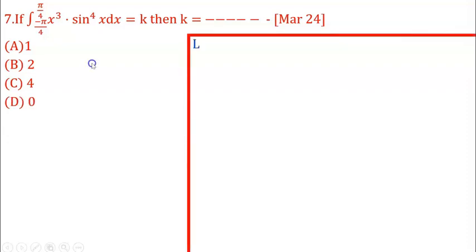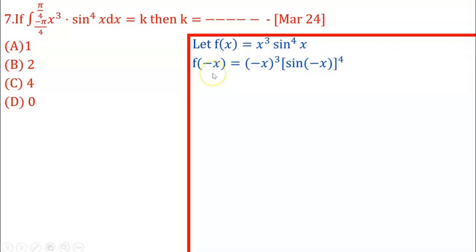Now we'll evaluate this integration. Let f of x be equal to x cube sine of x raised to 4. But what is f of minus x? That is, x is replaced by minus x. That is minus x bracket cube sine of minus x raised to 4. Then you will get here minus x cube, because minus x bracket raised to 3 means minus x cube.